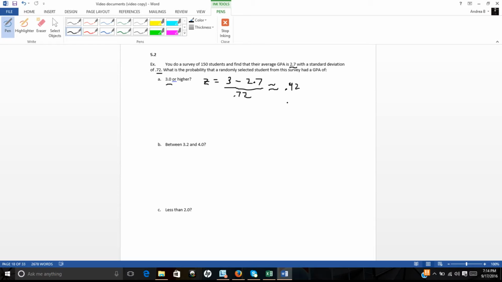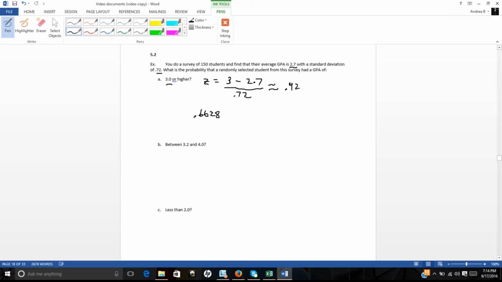So here, if we look up a z-score of 0.42, remember that means we're going to have to go down to 0.4 in your chart, and then go over to the column that has 0.02. That will represent your decimal of 0.42 for the z-score. So if you get that, you'll get 0.6628.